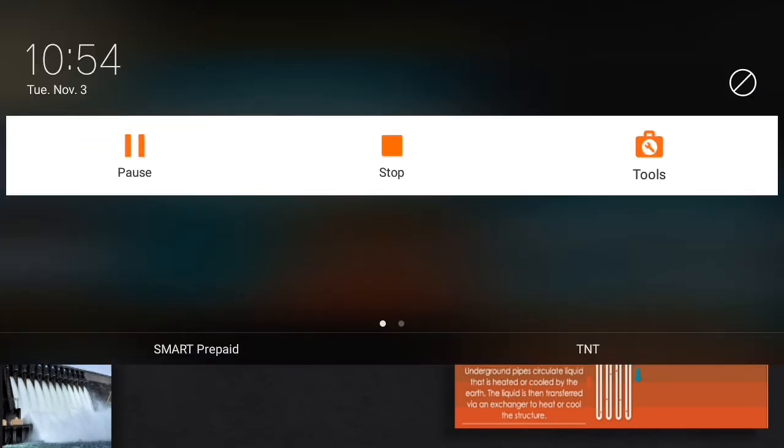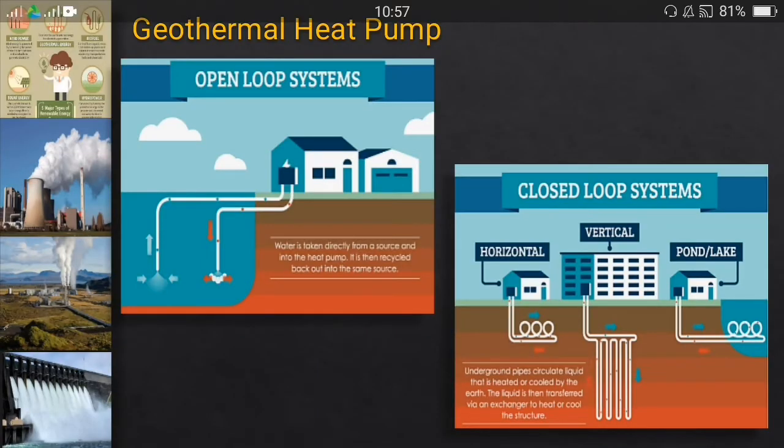So we have the three closed loop systems. In closed loop systems, a water anti-freeze mixture circulates through a loop of pipes underground or beneath a body of water into a building. Then the electric compressors and heat exchangers transfer the heat through ducts in the building.